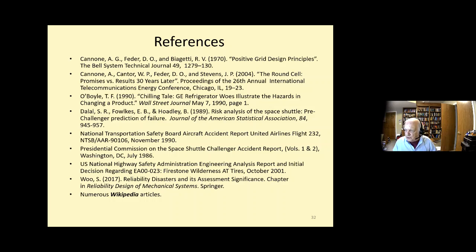The Presidential Commission, the so-called Rogers report, for the Shuttle disaster. And then the National Highway Safety Administration report that very carefully studied the Firestone problem. And then there's a very interesting book by Dr. Wu that focuses on reliability disasters. In particular, he's got one chapter that focuses just on reliability disasters. I found that to be very interesting reading. There's also a lot you can read about on Wikipedia about these. For example, there's a very interesting article for United 232. By the way, United Airlines retired number 232. You'll never find a United Airlines flight 232 since then. Okay.